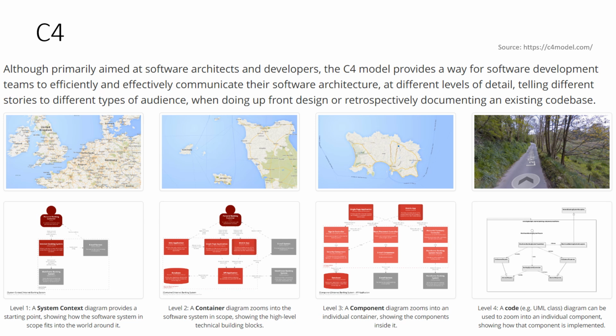Level 2 is a container diagram that zooms into the software system and scope, showing the high-level technical building blocks. A container is something like a server-side web application, single-page application, desktop application, mobile app, database schema, file system, etc. Essentially, a container is a separately runnable, deployable unit that executes code and stores data.